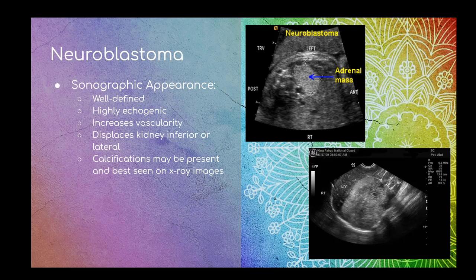So we notice that all of our masses are usually solitary. They're usually going to be unilateral. They're large masses when they are seen. They're very fast growing masses.